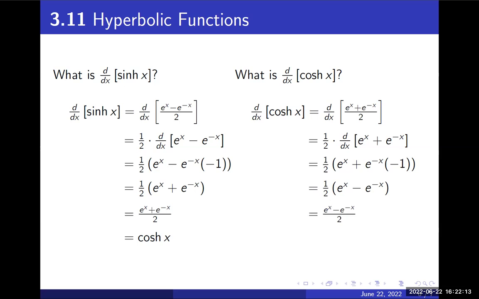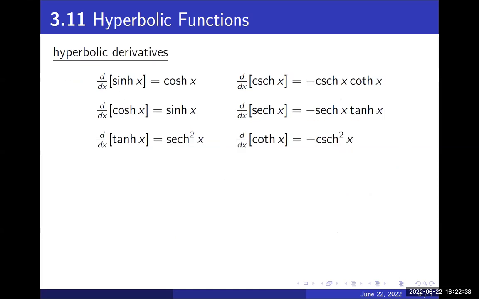Oh, wow. Wait a second. What is that? That's exactly sinh x. Okay, so the derivative of cosh x is positive sinh x. Really interesting. So in one sense, if you were to take multiple derivatives, they'd just go back and forth between each other, wouldn't they? Okay, let me just tell you the rest of them here.